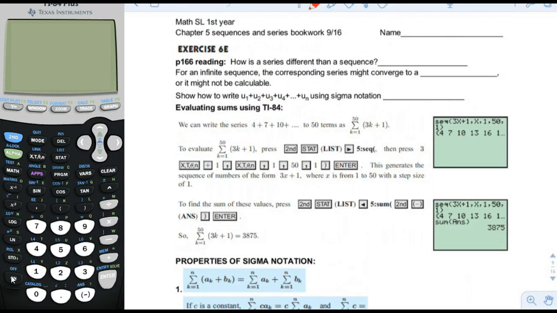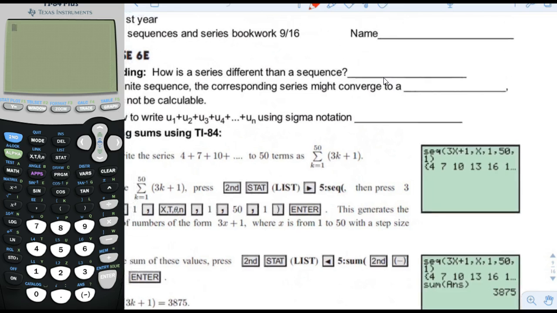Okay, we're going to be doing sequence and series bookwork, pages 9 and 10. We start with the page 166 reading. How is a series different than a sequence? They kind of sound like the same thing. There's not a big difference, but the difference is meaningful.